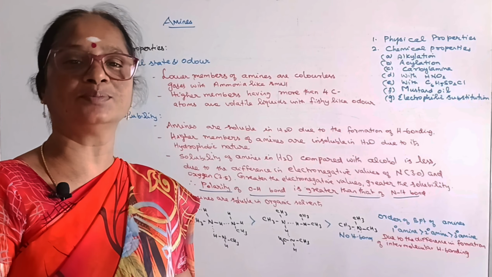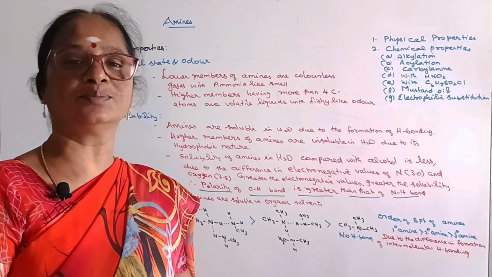So due to the difference in the formation of intermolecular hydrogen bonds among the primary, secondary and tertiary amines, primary amines are found to have a higher boiling point compared to secondary amines, which in turn have a higher boiling point than tertiary amines. At the same time, when the molar mass of the alkyl group increases, the boiling point of the compound also increases. The same is applicable even for aromatic amines. That's all for the physical properties of amines.